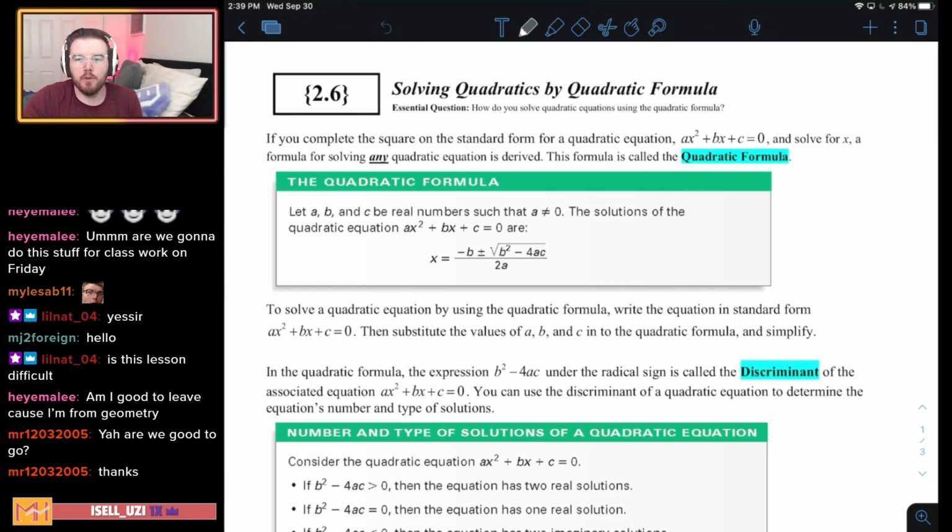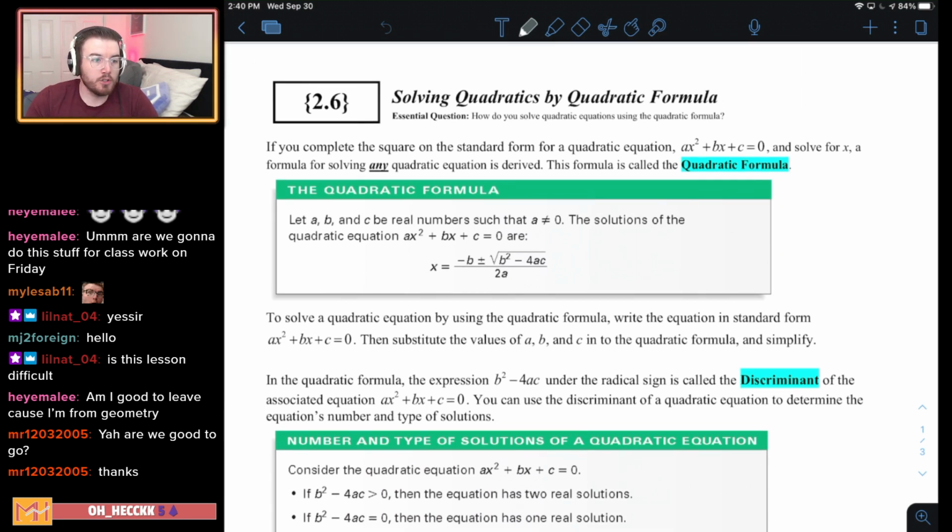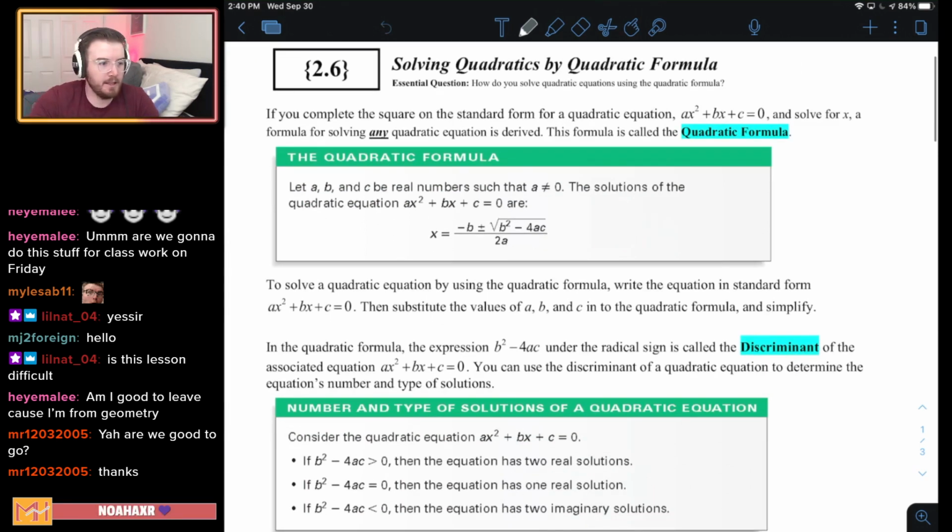So, the quadratic formula. The quadratic formula is a formula that could be used on every single quadratic equation to get your two solutions. When completing the square isn't an option, well, completing the square is always an option, but when it's a messy option, you might want to turn to something else.